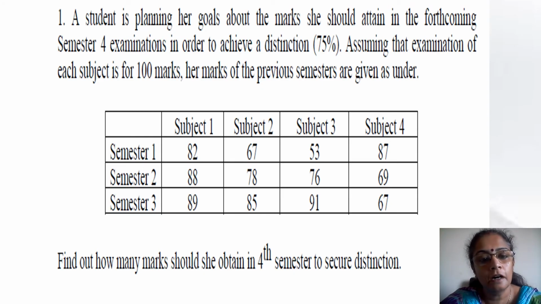Now this is a problem which has been given to you in your PDF for the purpose of goal seek. A student is planning, her goal is to get 75% distinction after the semester exams are over. She wants to get 75% or distinction in all the subjects. Assuming that each exam is of 100 marks, how many marks should she achieve in semester 4 to reach her goal of 75%? This can be clearly understood by using goal seek. So let us do this problem using goal seek.